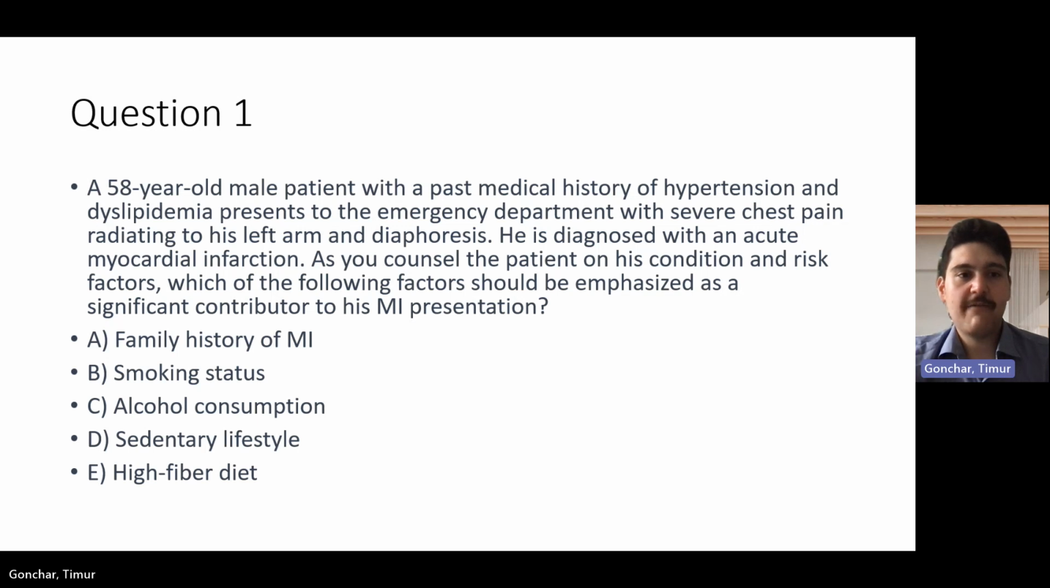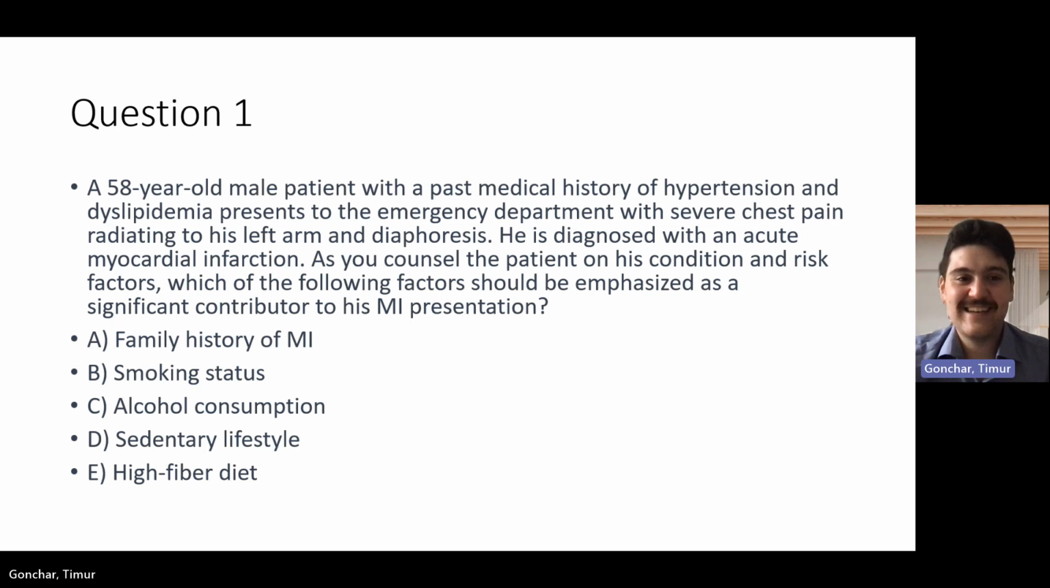So the first question: a 58-year-old male patient with a past medical history of hypertension and dyslipidemia presents to the emergency department with severe chest pain radiating to his left arm and diaphoresis. He is diagnosed with an acute myocardial infarction. As you counsel the patient on his condition and risk factors, which of the following factors should be emphasized as a significant contributor to his MI presentation? Let me tell you once again, this is smoking status.